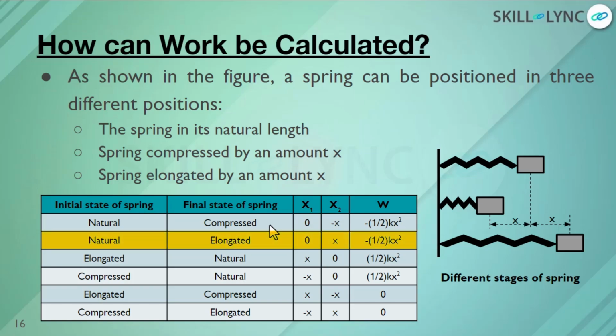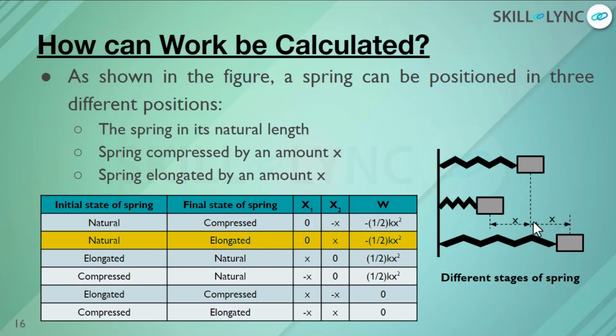Coming to the next condition, let us assume that the initial state of the spring is natural, that is case 1. Then the final state of the spring is elongated, case 3. Then the distance traveled by the spring would be x. Therefore x1 is equal to 0, x2 is equal to x. Thereby work done would be 1/2 kx squared.